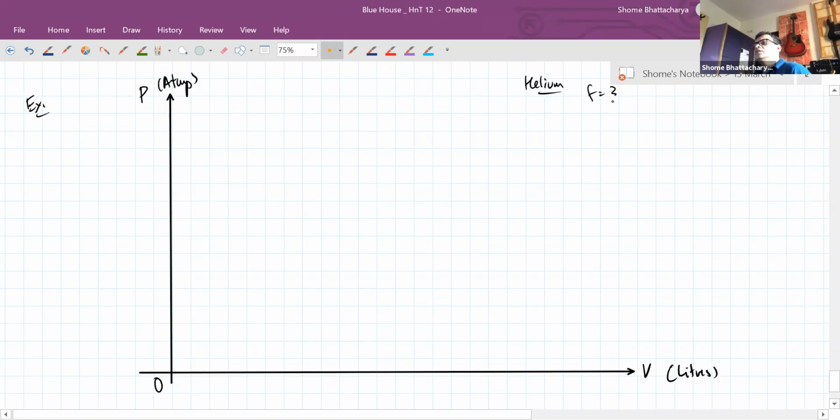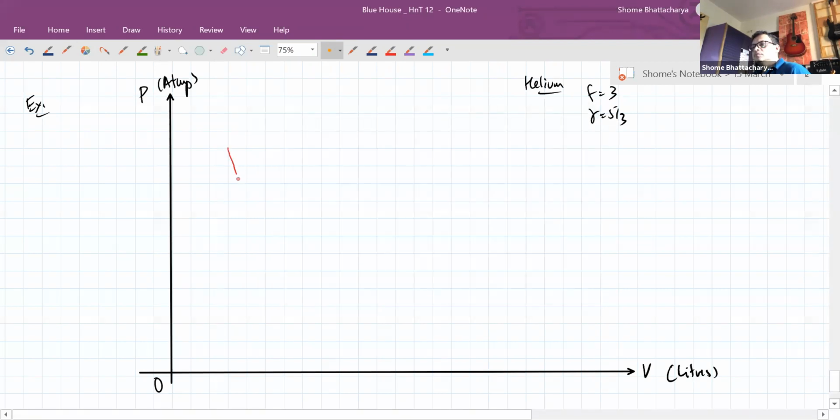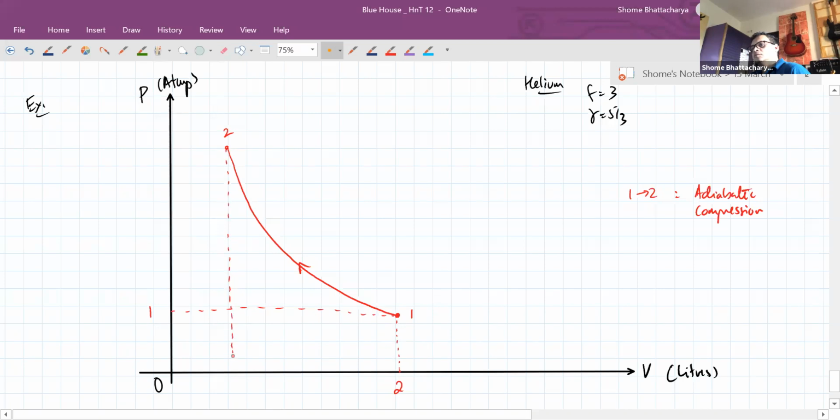So its degrees of freedom is 3. It's monoatomic gas, so gamma is 5 by 3. So in this, if I undergo an adiabatic compression, that process is, let's say, like this. So this volume was 2 liters. This pressure was 1 atmosphere. Now this volume is reducing to 0.25 liters.